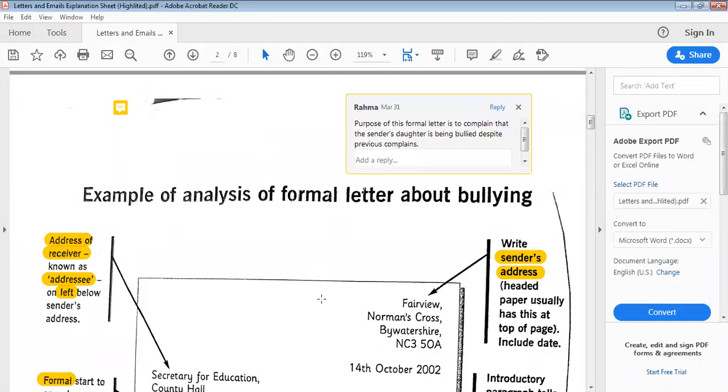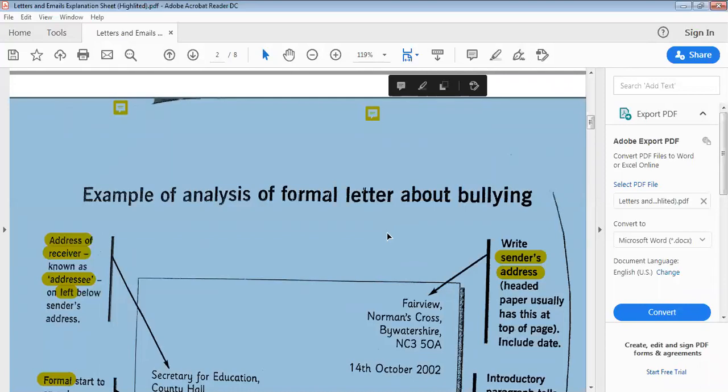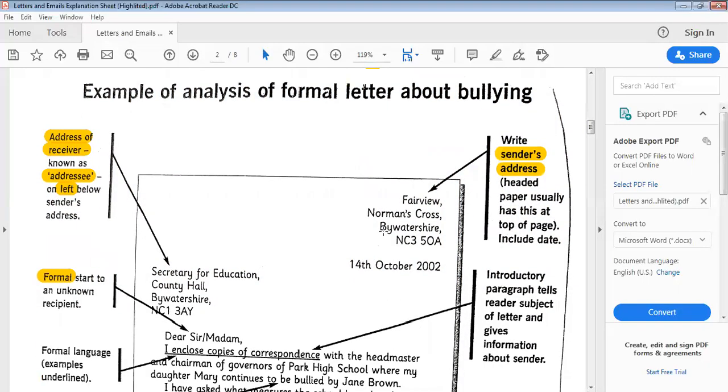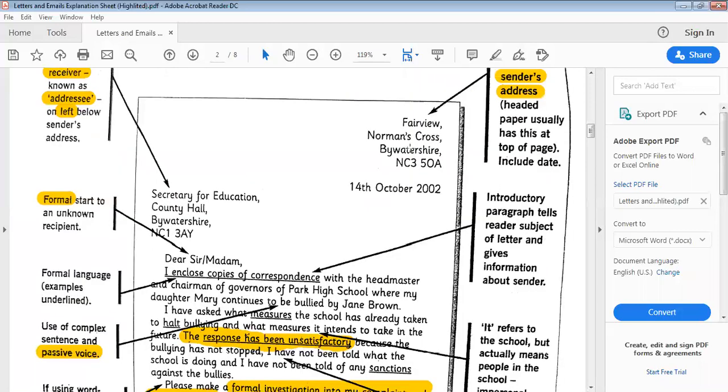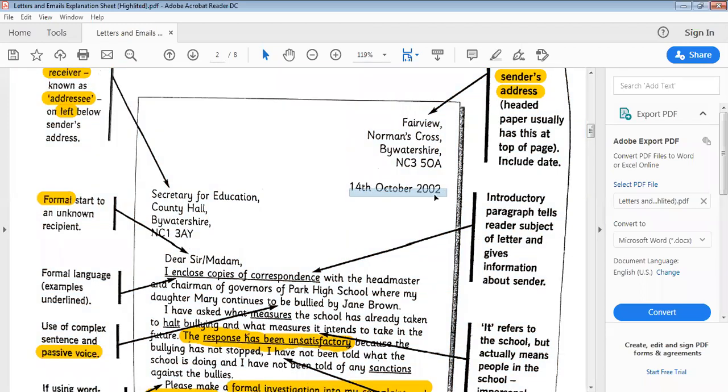This is an example of a formal letter, and the purpose of this formal letter is to complain that the sender's daughter is being bullied despite previous complaints. Let's take a look at the letter. Okay, when you take a look at it, you're going to find that here I have an address, okay? And then I have the date, okay? Then I have another part, okay?